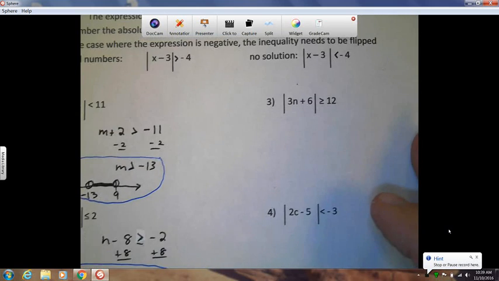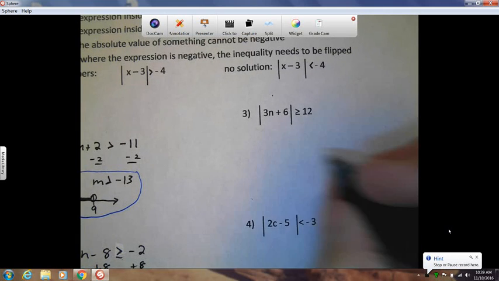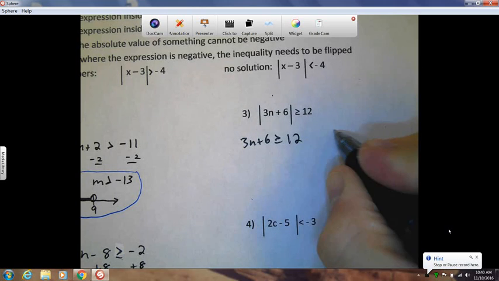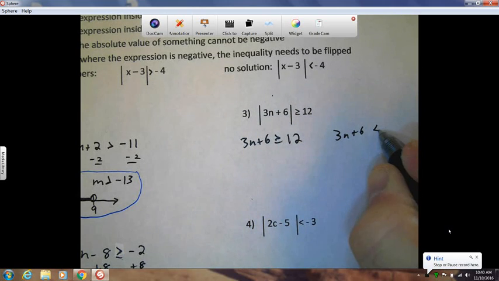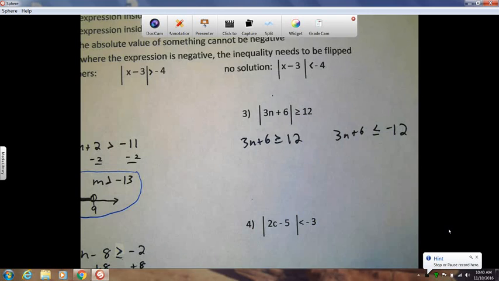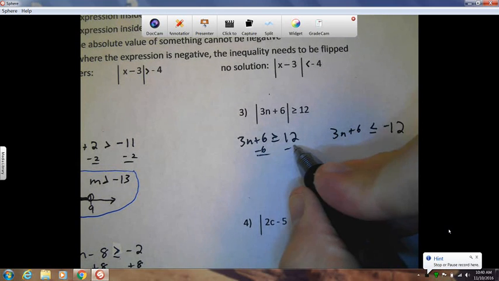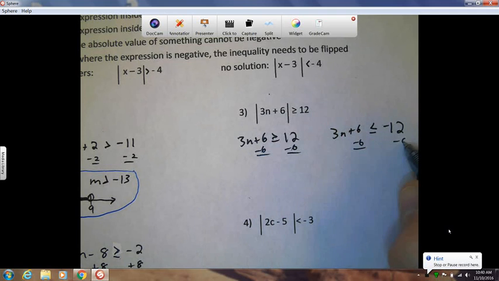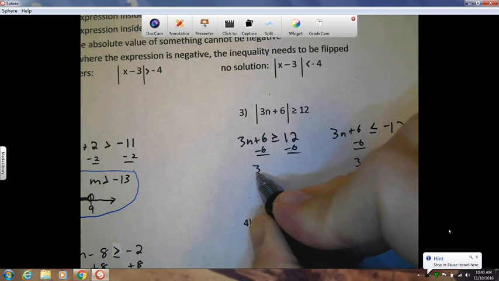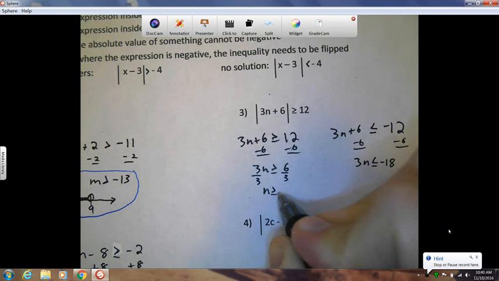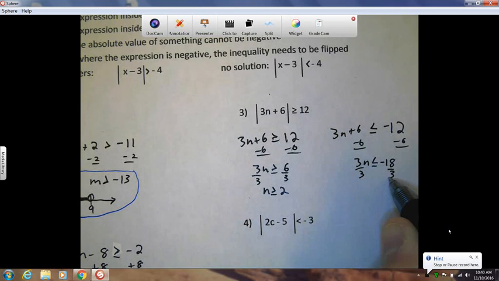Okay, so write your two cases. 3n plus 6 greater than or equal to 12. 3n plus 6 less than or equal to negative 12. So I had to reverse my inequality. Solve them both the same way. So it looks like that. And then my graph.